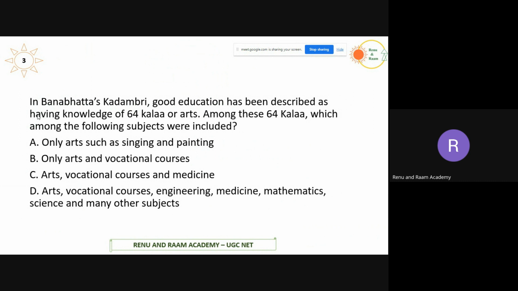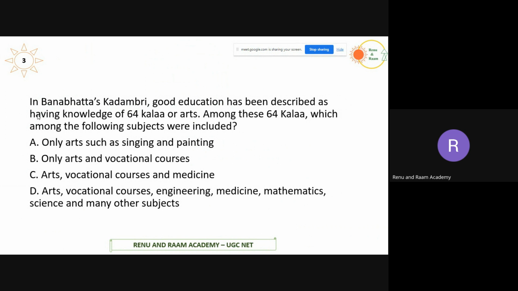See, Banabhatta's Kadambari describes arts as not only subjects. They are not only subjects which we study, but it also contains other types of skills which a person needs. It contains things related to singing, painting, and also the soft skills. Nowadays, if you see, we are going for campus interviews, so soft skills like communication are needed. We are doing group discussions, we are going for debates. All these types of soft skills are also mentioned in this book.